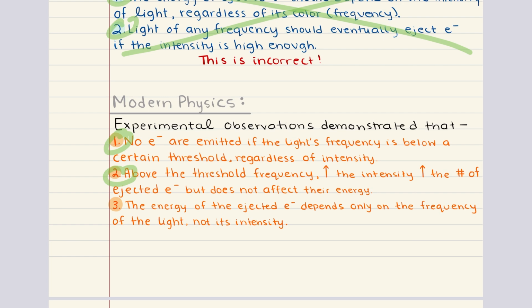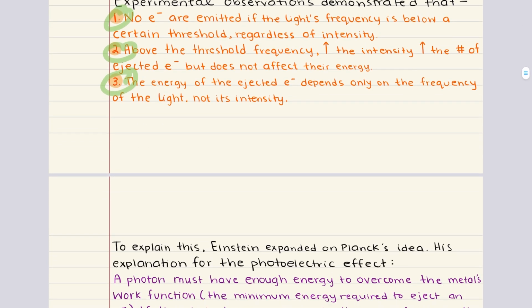The second point is, once the threshold frequency is exceeded, increasing the intensity of the light increases the number of ejected electrons, but it does not affect their energy. And the third point is that the energy of the ejected electrons depends only on the frequency of the light, not its intensity. And to explain these results, Einstein expanded on Planck's idea of quantized energy.